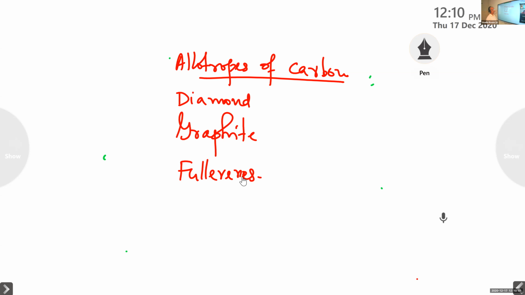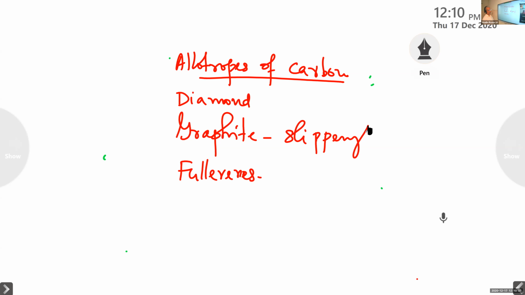So what happens? When force is applied, the layers will be slipping over one another. The layers are slippery. Due to the slippery nature of the layers, graphite is very smooth. Diamond is very hard, while graphite is smooth because there are layers, and the layers are slippery because the layers are held very weakly.